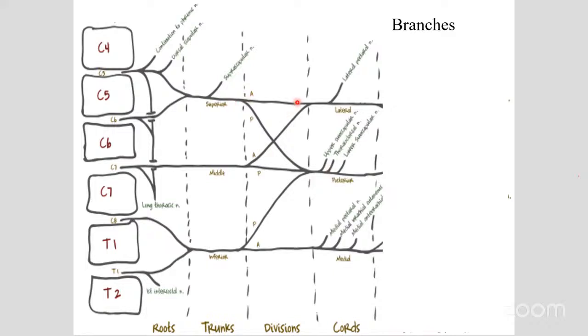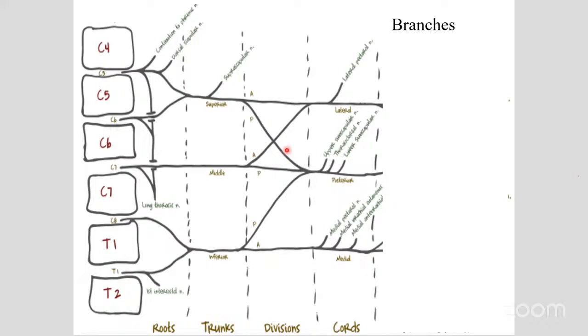The anterior division from the superior trunk combines with the anterior division of the middle trunk to give rise to the lateral cord. The posterior divisions of all 3 trunks combine to form the posterior cord, and the anterior division of the inferior trunk moves forward as the medial cord.